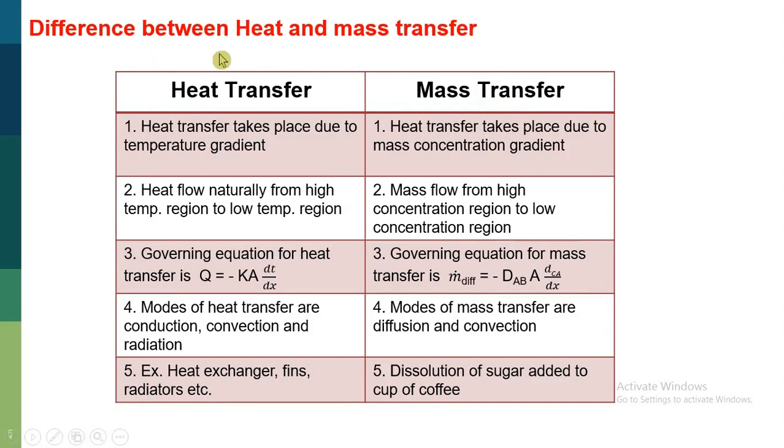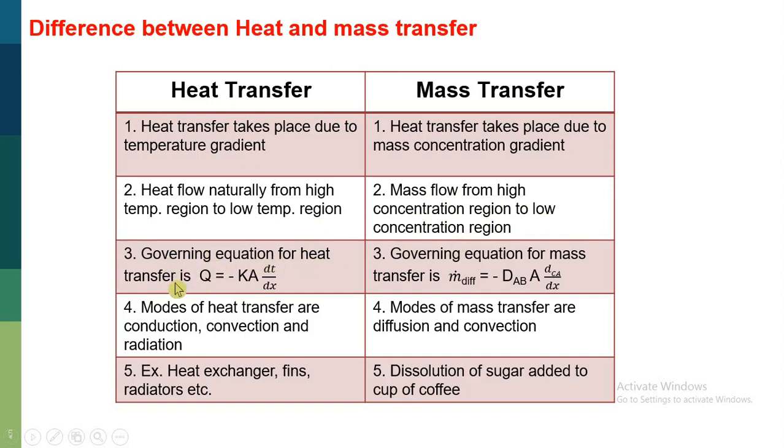Now let us understand the difference between heat and mass transfer. Heat transfer takes place due to the temperature gradient or temperature difference. But mass transfer takes place due to the mass gradient or mass concentration difference. Heat flows naturally from high temperature region to the low temperature region. Mass flow always takes place from high concentration region to the low concentration region.